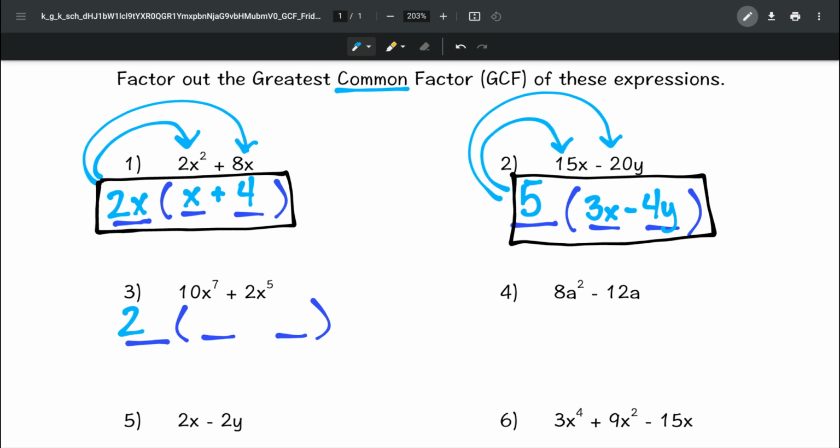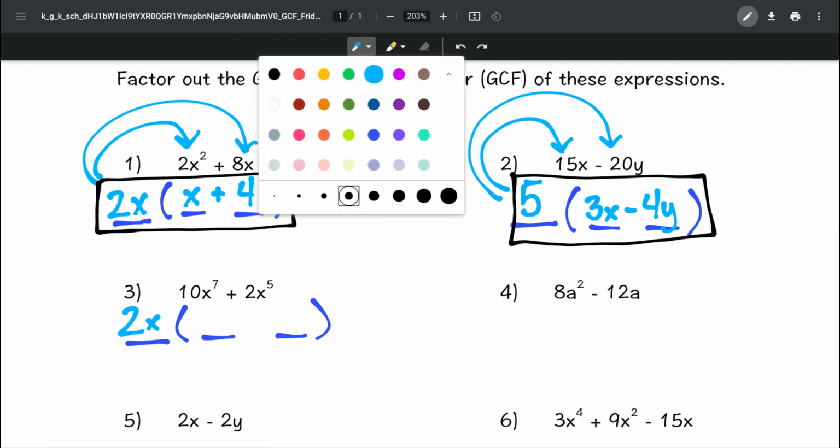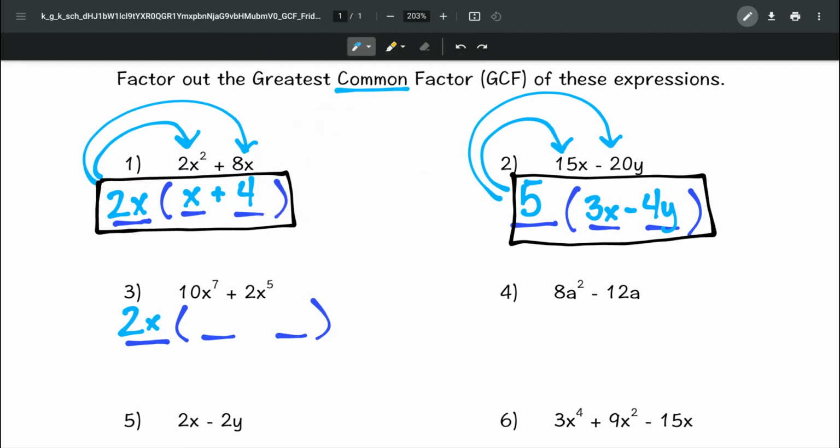Now I've got to look at those x's. Well, the first term there, I've got x to the 7th. The second term, I have x to the 5th. If you remember from yesterday, you're going to pull out that x with the lower power. So it's going to be x to the 5th out here. Okay, let me make that a little smaller so you can definitely make sure that it's a number 5. So x to the 5th on the outside.